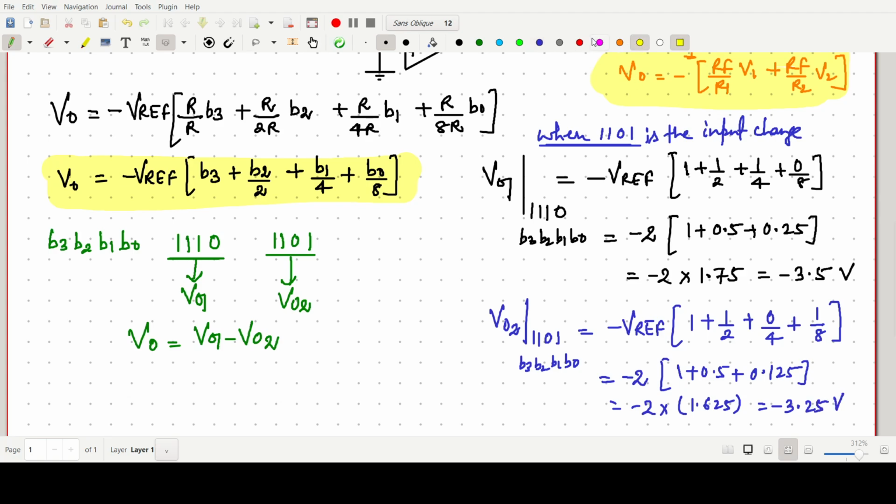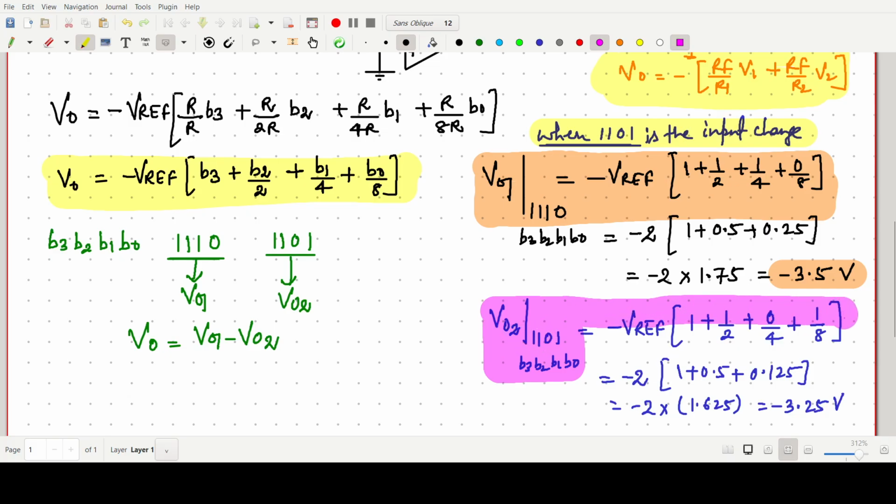So what we observe is that for the input change this, the output voltage is minus 3.5 volt. This value can be calculated like this. Just the same formula we have used. Similarly for the input this, we have to go for this formula. And then finally what we observe, this value.